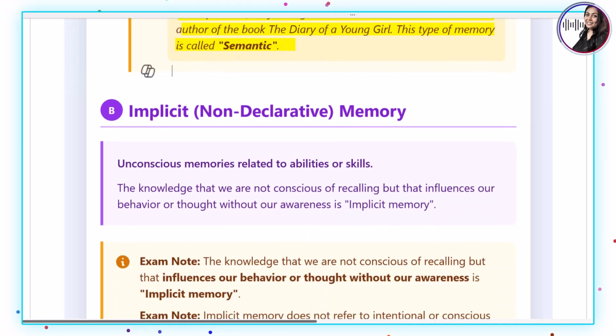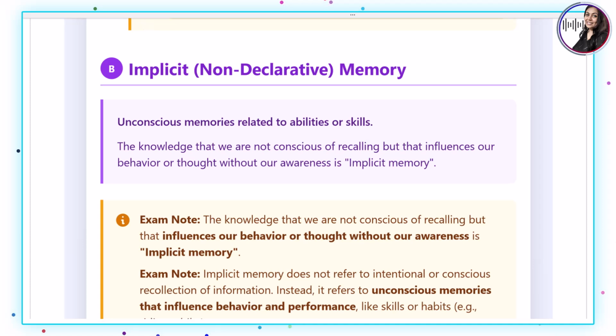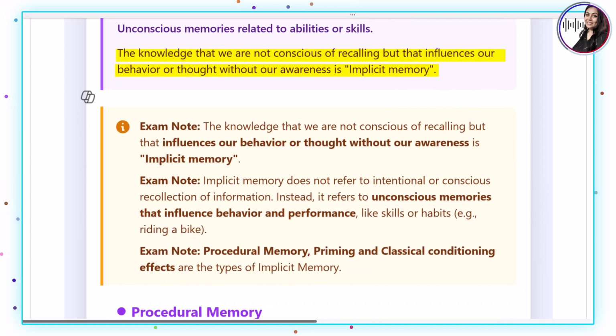Now let's shift our focus to the second major category, implicit or non-declarative memory. Unlike explicit memory, implicit memory operates without conscious awareness. It involves knowledge that we are not actively trying to recall, yet it influences our behavior, thoughts, and performance. This definition that implicit memory affects behavior without conscious recollection has been directly asked in exams.